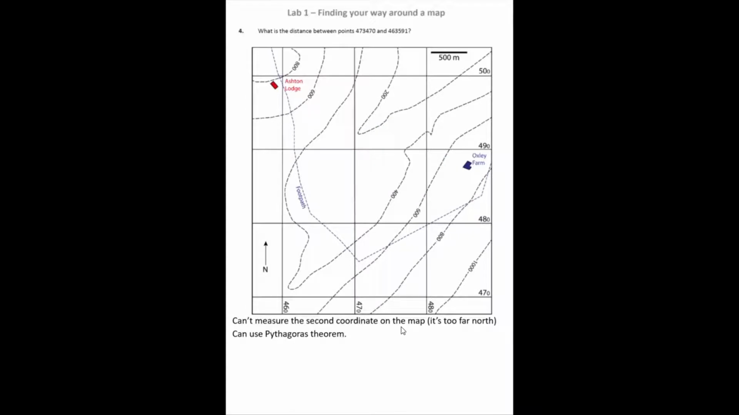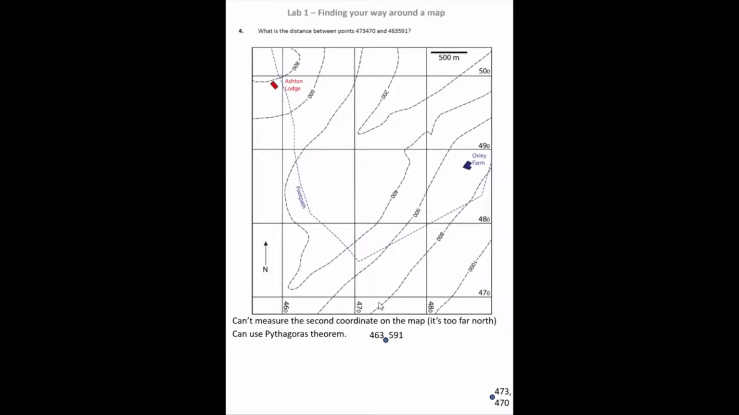The next question is asking us what the distance is between points with the coordinates 473, 470 and 463, 591. What you can see is that we can't use a ruler for this question because the second coordinate is too far north. It's not on our map, so we can't put a ruler between them. But what we can do is use Pythagoras' theorem.